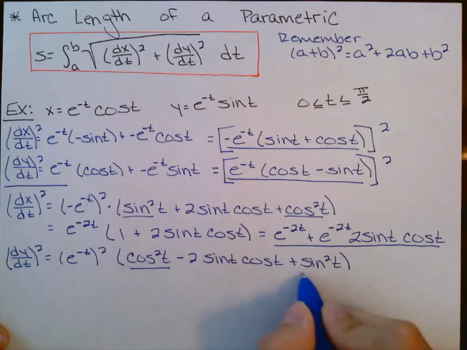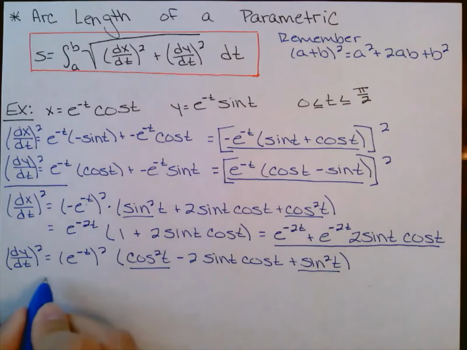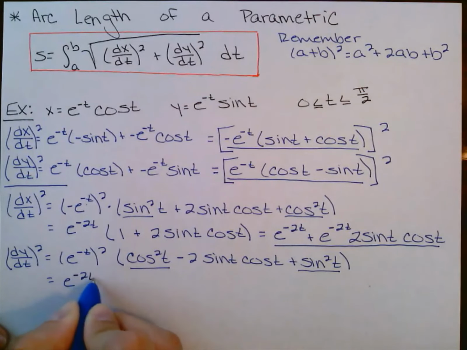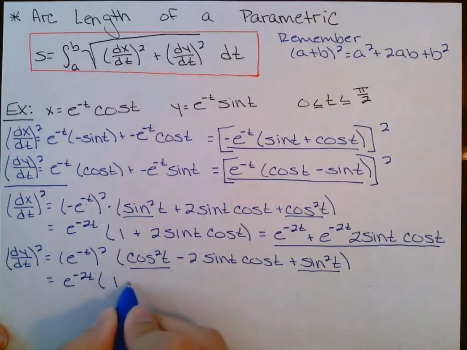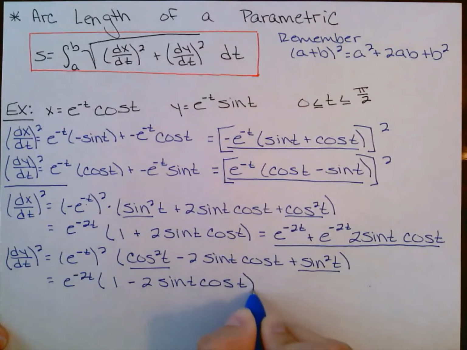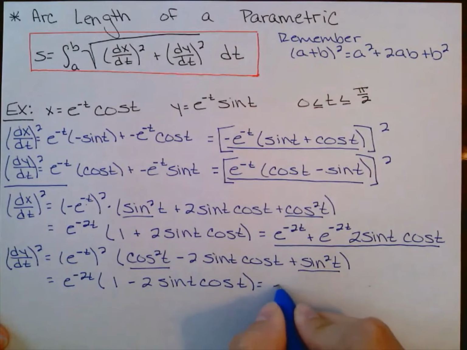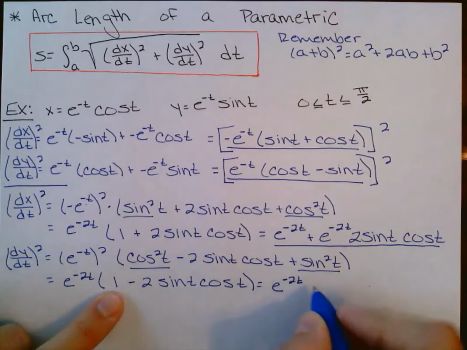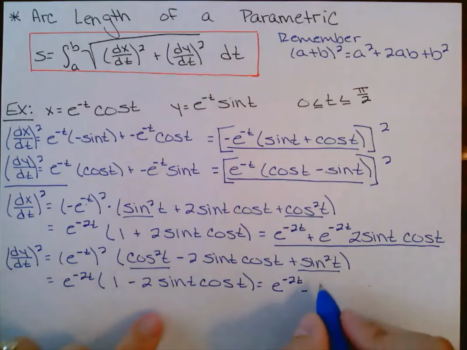Again, we have this cosine squared and sine squared, which we know from Pythagorean equals 1. e raised to negative 2t times 1 minus 2 sine of t cosine of t. Just like in the last one, I'm going to distribute that e to the negative 2t times 1, and then times that negative 2 sine cosine.